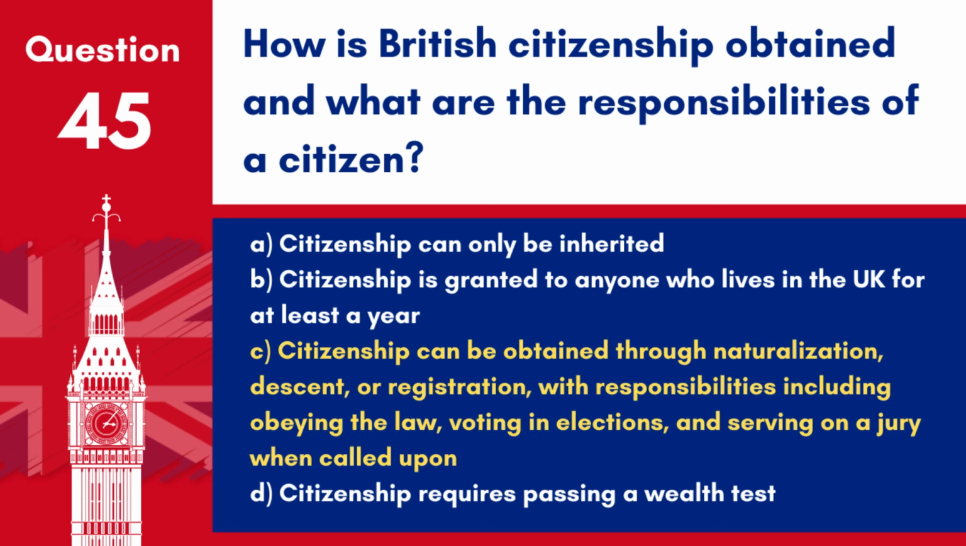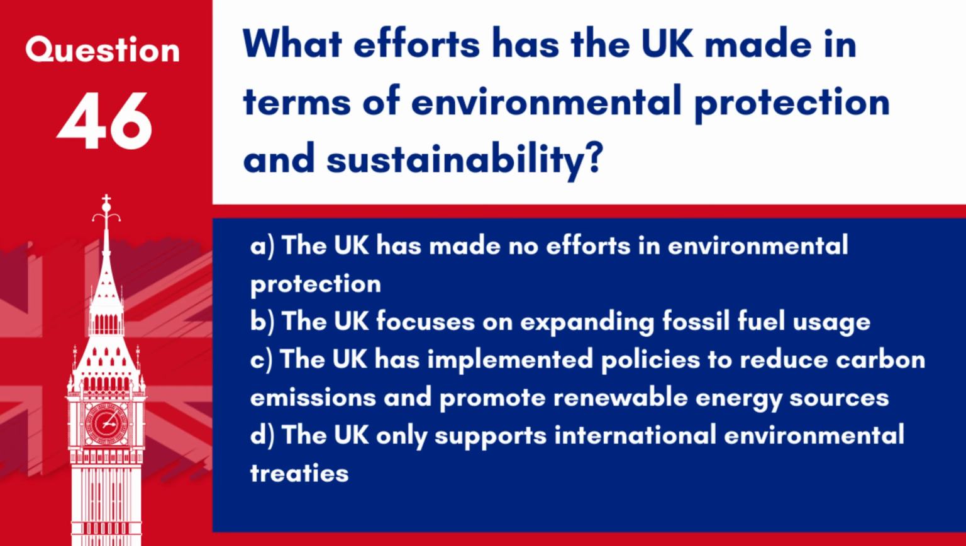Answer: C. Citizenship can be obtained through naturalisation, descent or registration, with responsibilities including obeying the law, voting in elections, and serving on a jury when called upon. British citizenship entails responsibilities such as participating in the democratic process and following the laws of the country. Question 46. What efforts has the UK made in terms of environmental protection and sustainability?